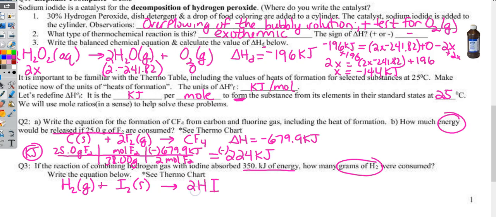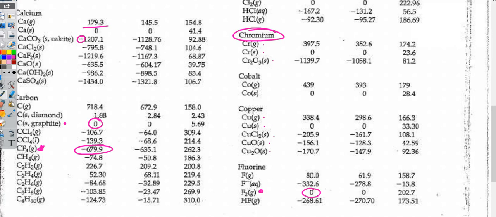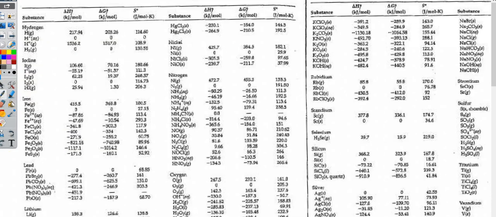So let's balance the equation again. All I need is a 2 right in front of the HI. We're going to do the same thing that we did before. I'm going to take a look at my thermo chart, and I already know that the H2 and the I2 are zeros. So I really just need to figure out what my HI value is. Let's take a look on here. And here it is right here. It's a value of 25.94. So let's come right back to our notes.